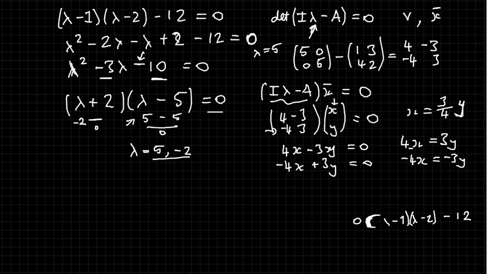Now we can arrange this, so 4x is equal to 3y, and -4x is equal to -3y. And so we see that if we divide both sides by 4, we get x is equal to 3 over 4 y. And the same is true down here, which is good. That means that we've done it correctly.